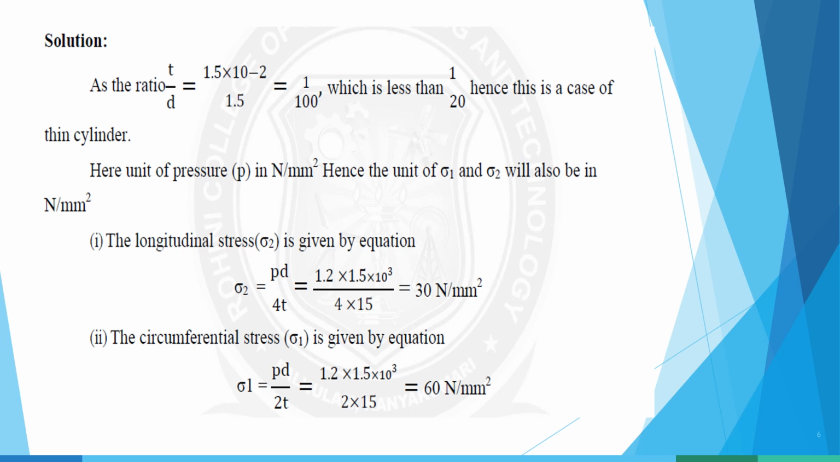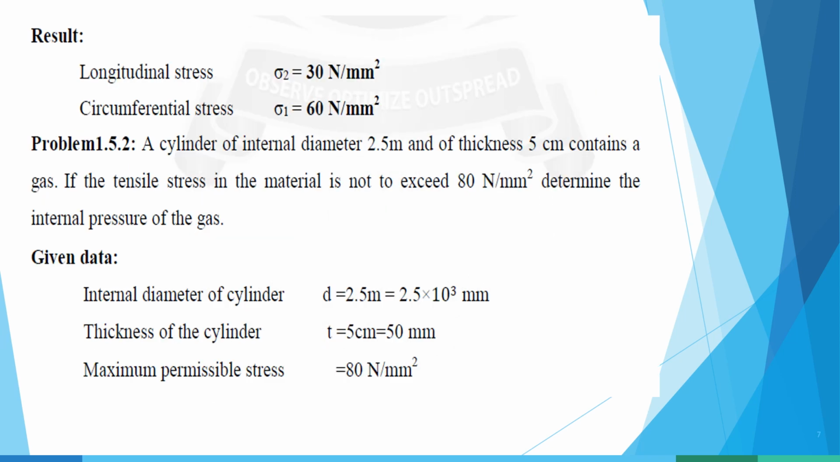The circumferential stress sigma 1 is given by the equation sigma 1 is equal to PD divided by 2T. Then we substitute the values: P is equal to 1.2, D is equal to 1.5 into 10 to the power 3, divided by 2 into T, T value is equal to 15. We got the value for the circumferential stress sigma 1 equal to 60 Newton per mm squared. Result: longitudinal stress sigma 2 is equal to 30 Newton per mm squared. Circumferential stress sigma 1 is equal to 60 Newton per mm squared.